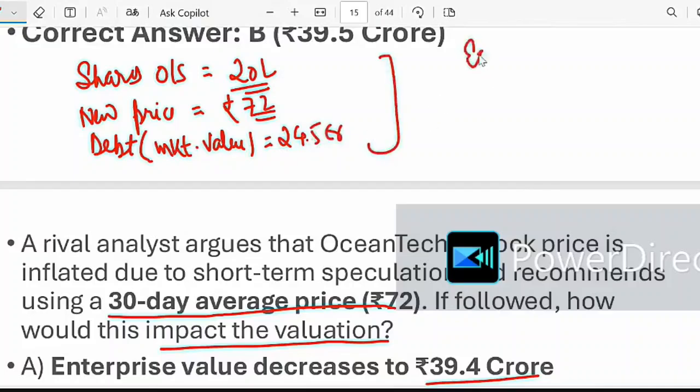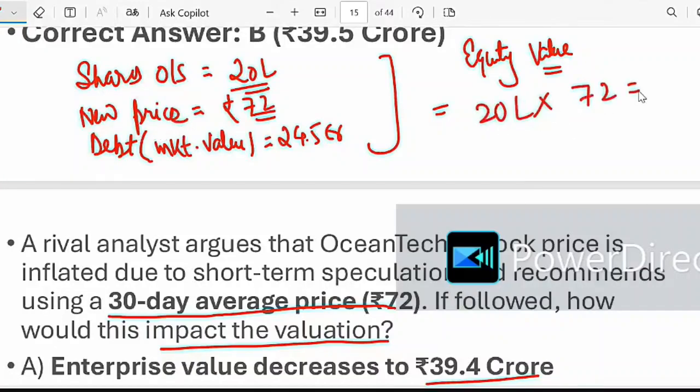So first of all, let's find the equity value. What is the total enterprise value now? Equity value is the total number of shares outstanding multiplied by price per share, which is 20 lakh multiplied by 72. In terms of crore, 20 lakh multiplied by 72 rupees will be 14.4 crore, right?